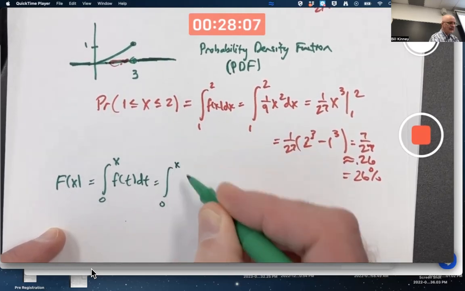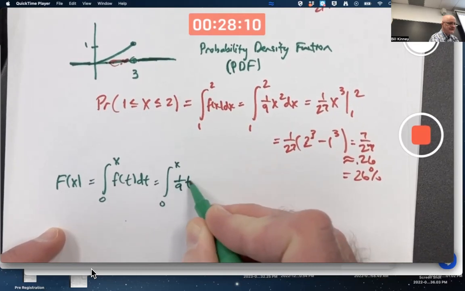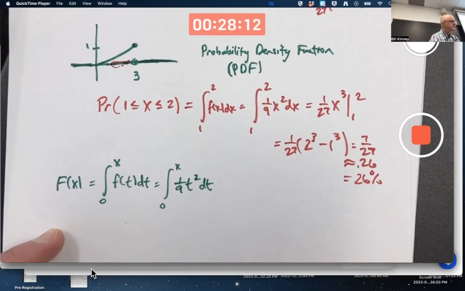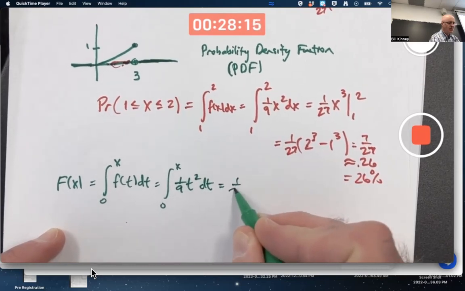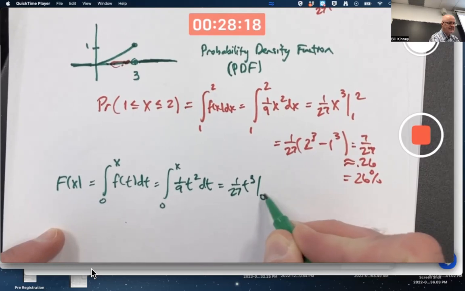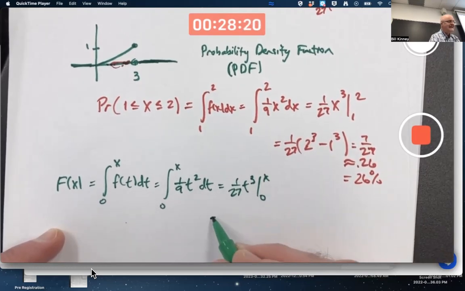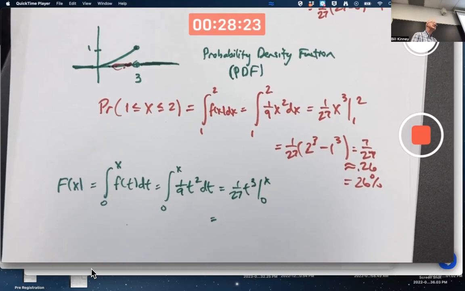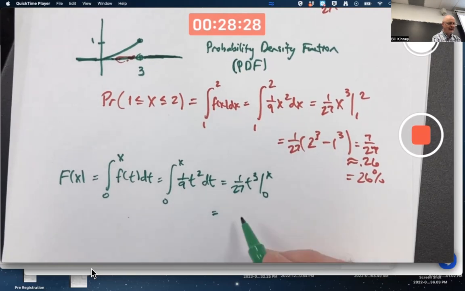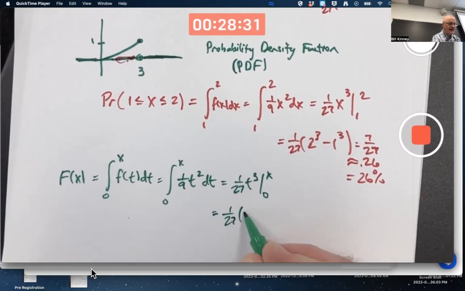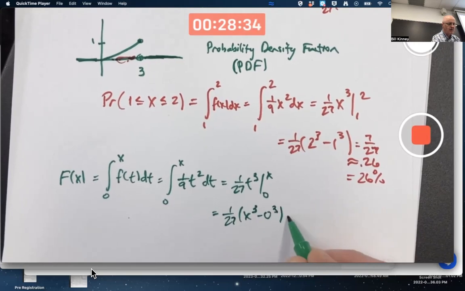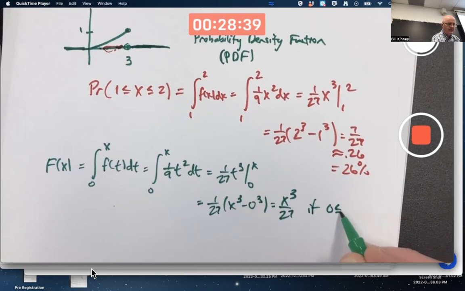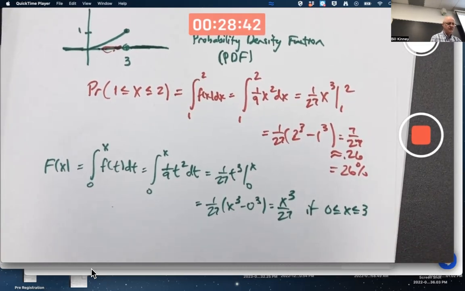So I'm integrating the same function, except I'm using a T here, 1/9 T squared from 0 to X. That's going to give me 1/27 T cubed from 0 to X, which as long as X is bigger than 0 and smaller than 3, that's where this is valid. I can say the answer is 1/27 times X cubed minus 0 cubed, or X cubed over 27 if X is between 0 and 3. I'm really doing this calculation assuming that's true. X is between 0 and 3.